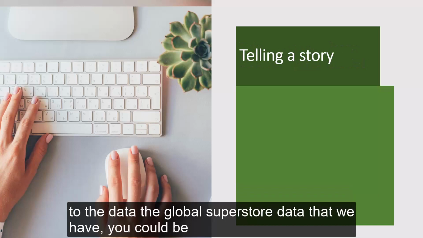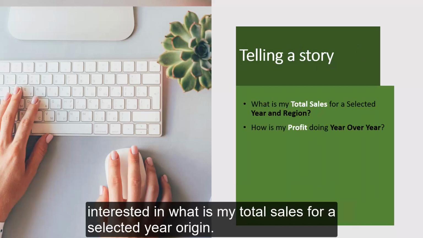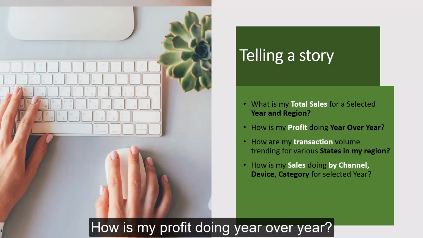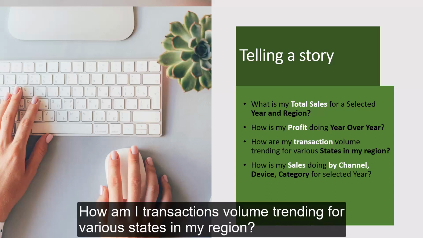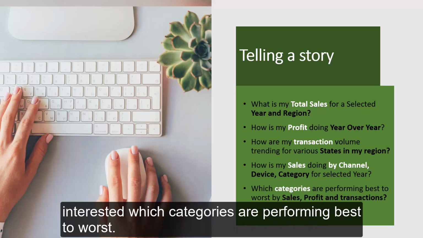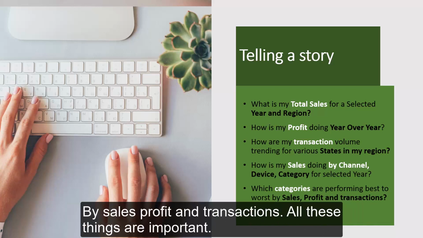Then, with respect to the Global Superstore data that we have, you could be interested in what is my total sales for a selected year and region. How is my profit doing year over year? How are my transaction volumes trending for various states in my region? How are my sales doing by channel and device category for a selected year? You could also be interested in which categories are performing best to worst by sales, profit, and transactions.